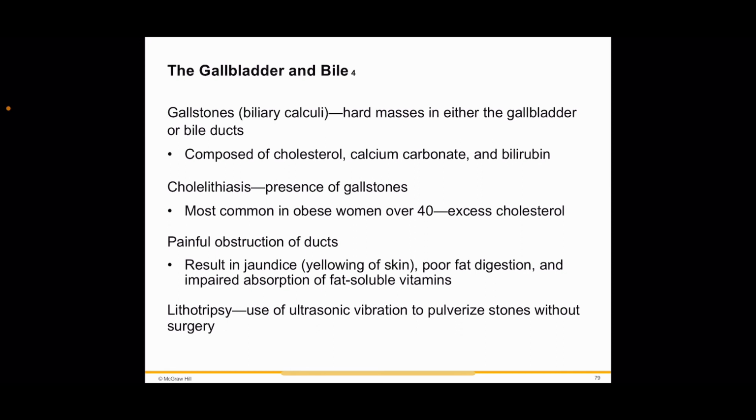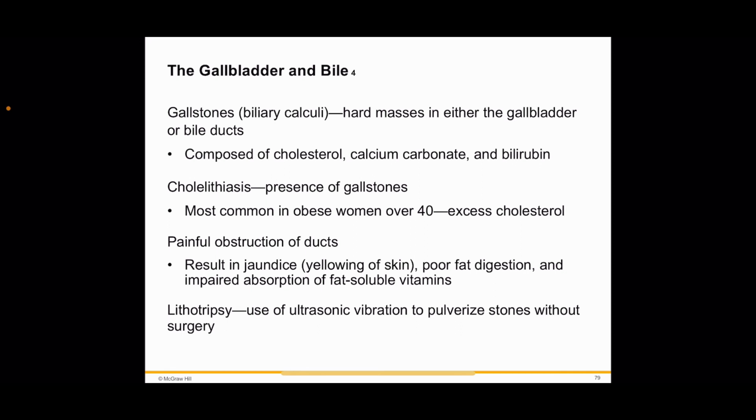It's very painful. It can cause jaundice, poor fat digestion, unhealthy stools as well, and you can't absorb the fat-soluble vitamins that you might need. And so one of the treatments that's kind of interesting is lithotripsy. That is using sound waves to pulverize the stones or to shake them up and break them up. This is used in a few different things.